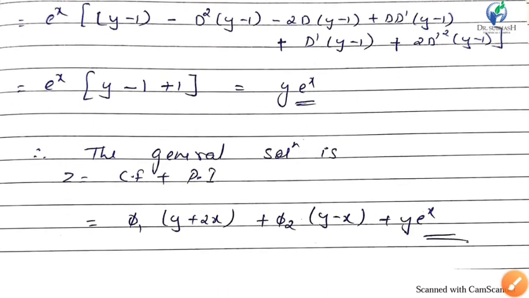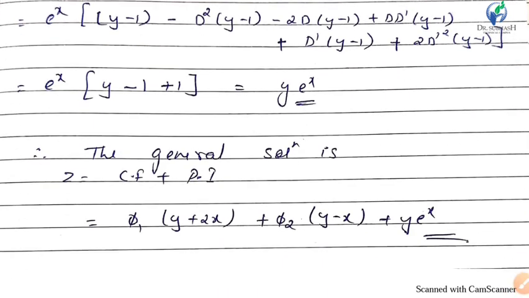So now there are no more terms of D and D dash. So the general solution will be CF plus PI. So this is our final required solution of the given differential equation. So there are a total of 5 cases for the equation when the RHS term is not equal to 0. So you might be clear with the topics.